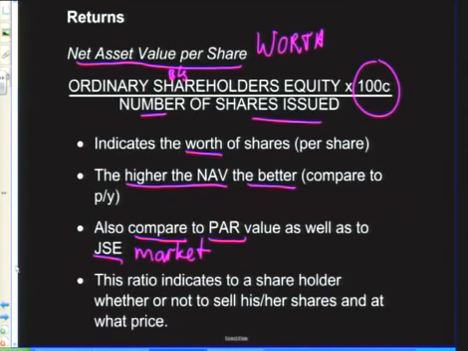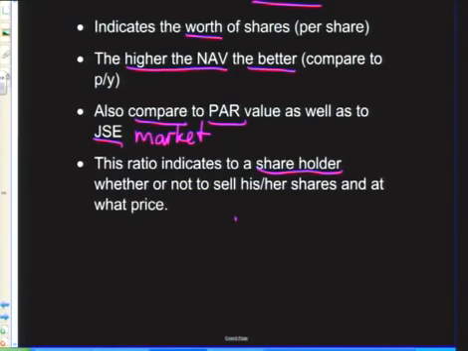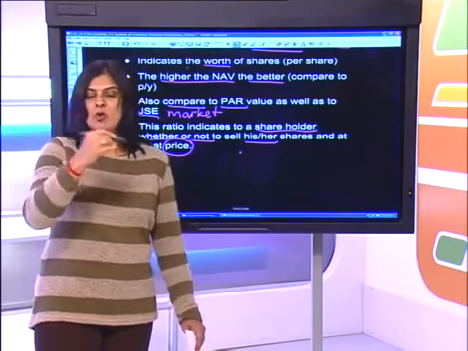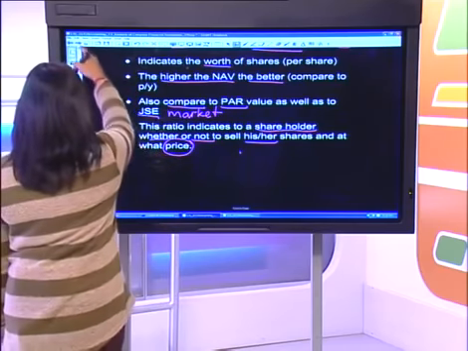Okay. Right, this ratio indicates to a shareholder, remember, because shareholders are interested in your return ratios, mainly your shareholders, whether or not to sell his or her shares, and also at what price. Okay, that's very important. Net asset value, at what price can I sell my shares?